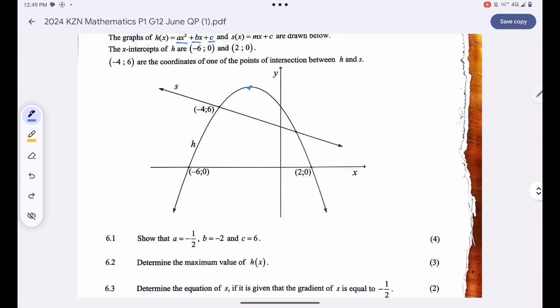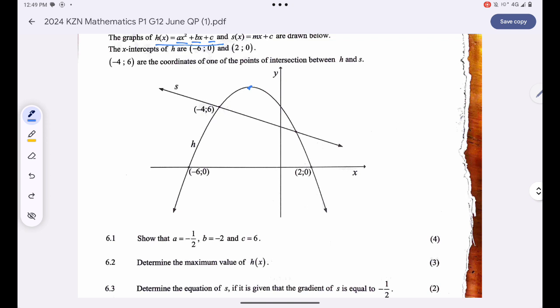Another way to find your local maximum: you can find the derivative of your graph, make the derivative equal to 0, and solve for x. After finding the x value, substitute it into the original equation to get the corresponding y value. That corresponding y value is your local maximum.